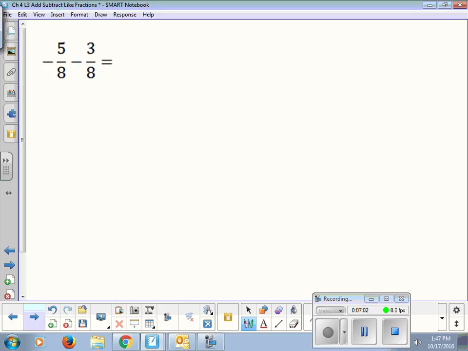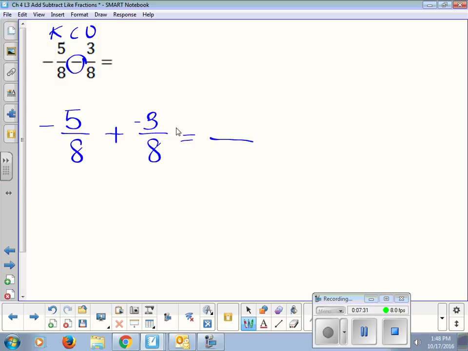For our next example, are we adding or subtracting these fractions? Subtracting. And what 3 letters do we do when we subtract? KCO. We keep our first fraction the same. We change this minus sign to a plus sign. What is the opposite of 3/8? -3/8. Okay, so when we add these two values, we're adding with the same sign, which means we add and keep our sign. What is 5 plus 3? 8, and we got to keep our negative sign. And we keep the same denominator, which is 8.